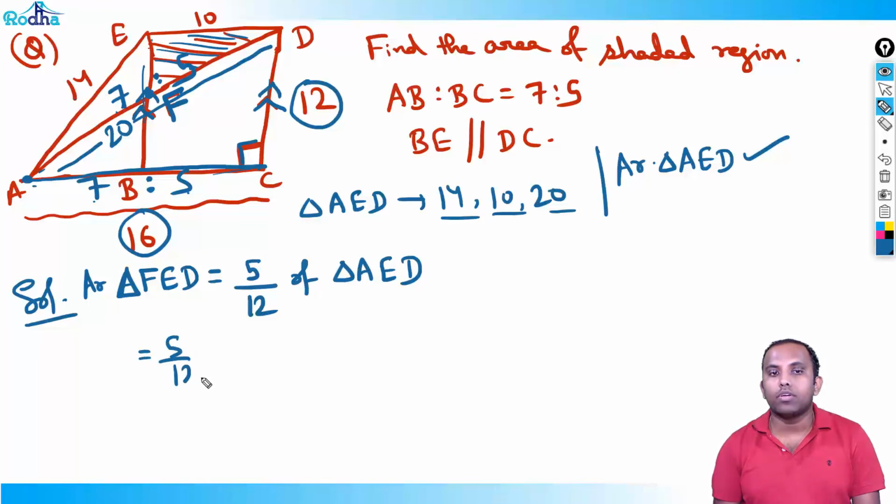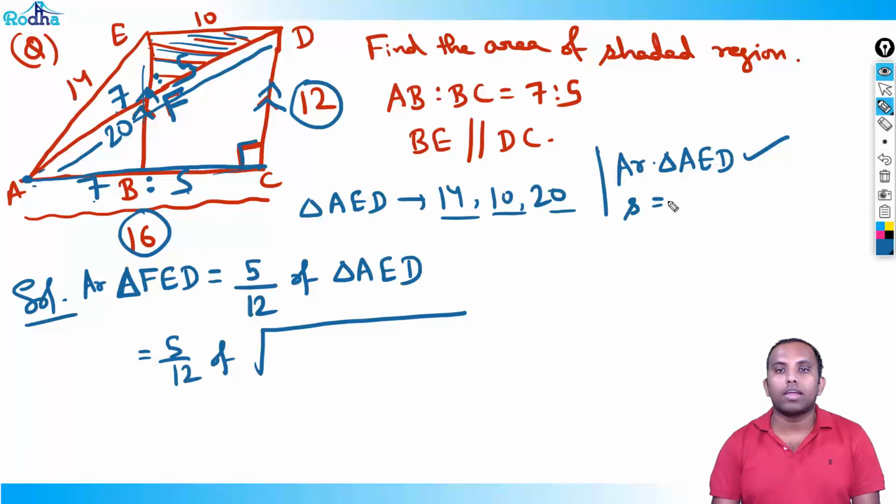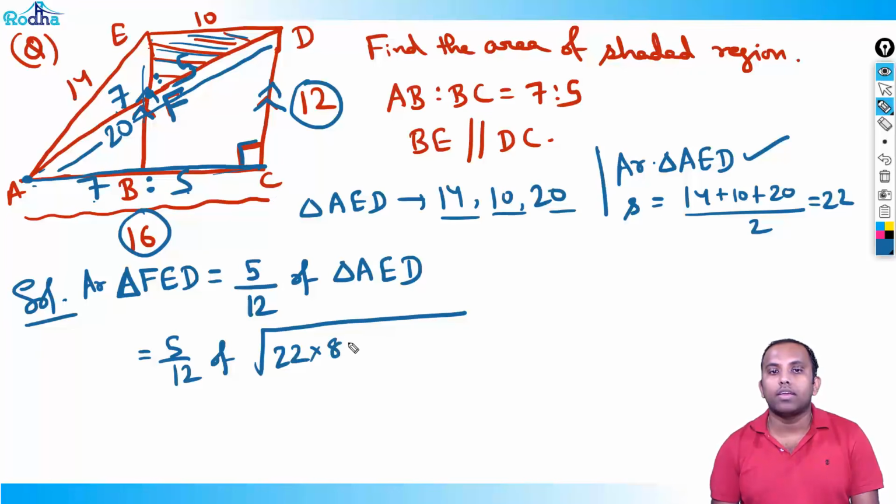So 5/12 of root under S into S minus A. What is S here? S for triangle AED is 14 plus 10 plus 20 over 2. That is how much? 24, 22. So 22 into S minus A, 22 minus 14, that is 8. S minus B, 22 minus 10, that is 12. S minus C, 22 minus 20, that is 2. Okay, 22, 8, 12 and 2. Yeah, it is fine.